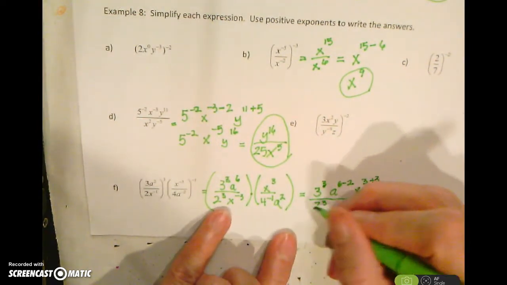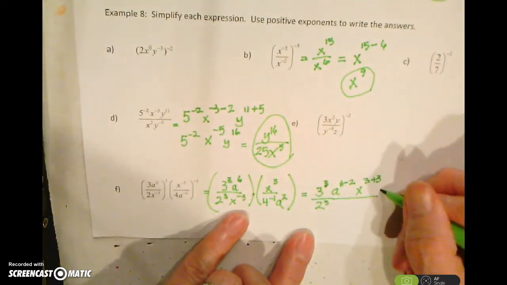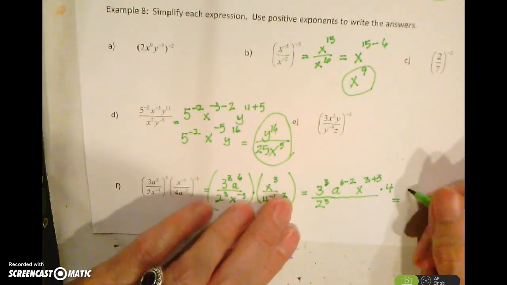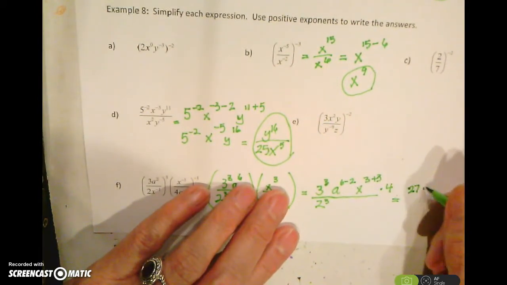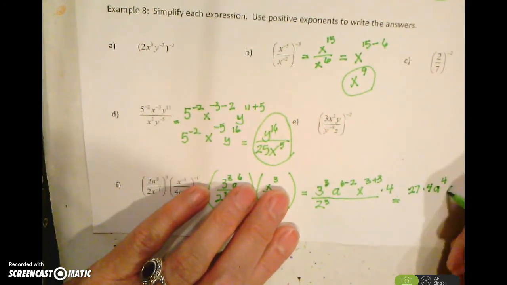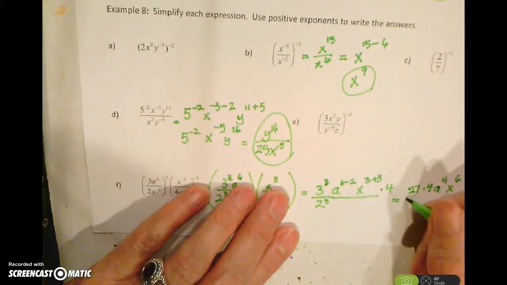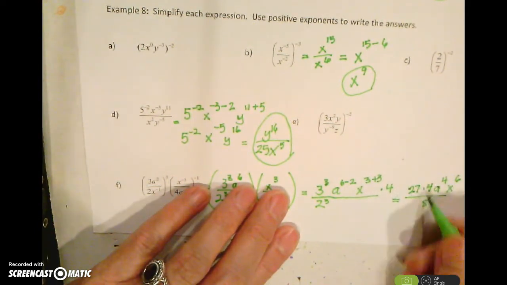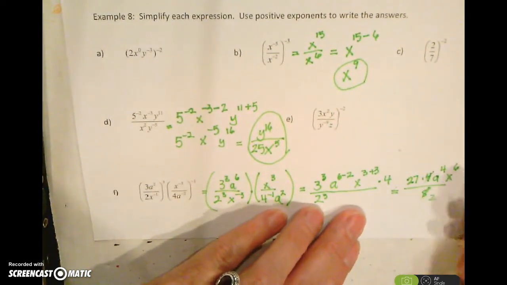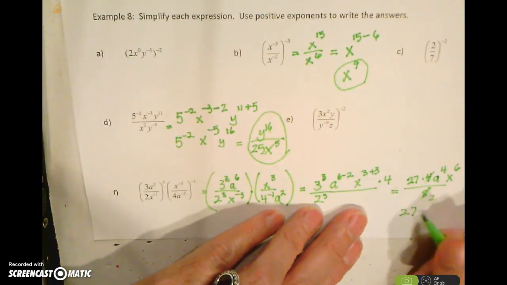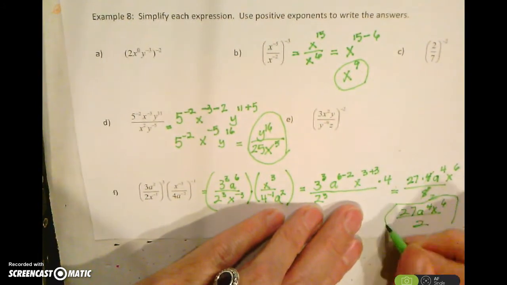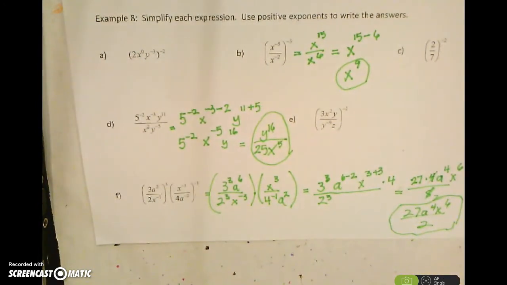And then I still have this 4 to the negative 1 here, so we'll move it up to the top and make it 4 to the 1 power. So that gives us 27 times 4, a to the 4th, x to the 6th, over 8. And finally, this 4 and this 8 will cancel. So that's a 2. So I'm going to get 27, a to the 4th, x to the 6th, over 2. Did that really quickly. Hope I didn't make a mistake.